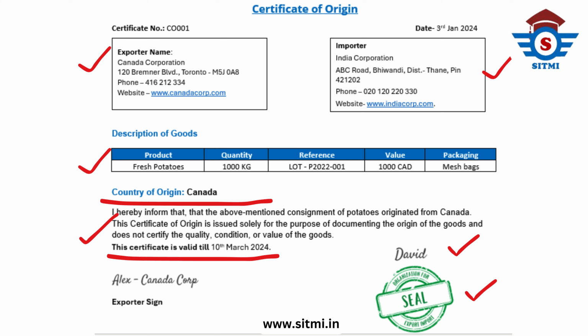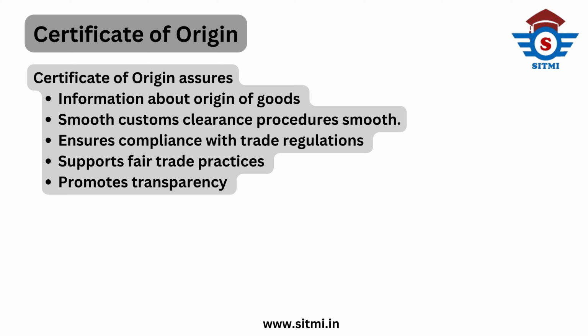The ninth point is additional declarations or statements. Depending on the requirements of the importing country or the nature of the goods, the Certificate of Origin may include additional declarations, statements, or clauses as necessary. Overall, the Certificate of Origin plays a crucial role in international trade by providing assurance regarding the origin of goods and facilitating customs clearance procedures. It helps ensure compliance with trade regulations, supports fair trade practices, and promotes transparency in global commerce.